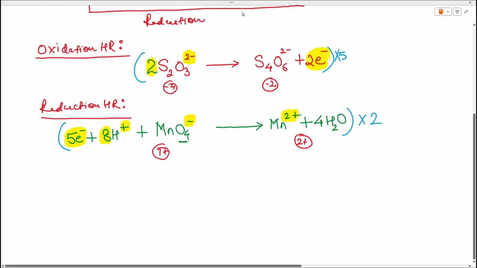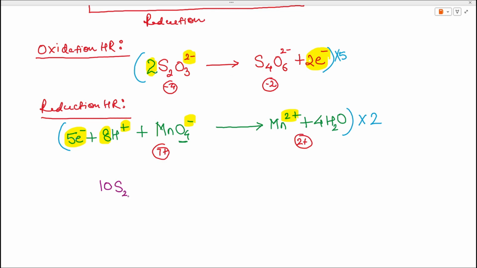So first we are writing the oxidation half reaction. Everything we are going to multiply by 5. So this gives us 10 S2O3 with a 2 negative charge. It gives us 5 S4O6 with a 2 negative charge plus 5 times 2, 10 electrons.